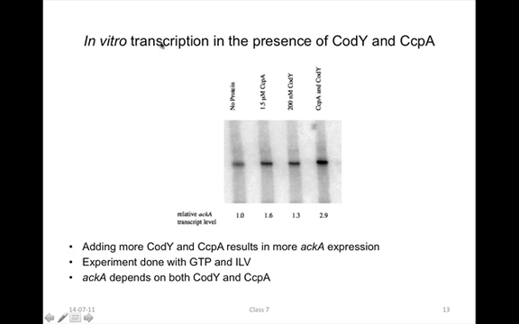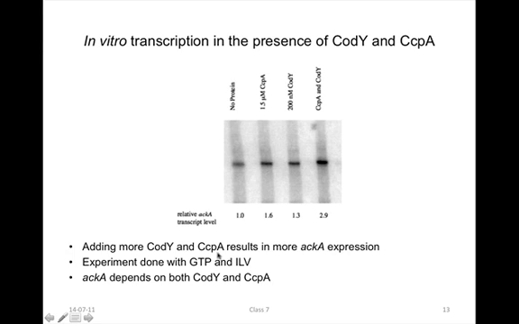Next, in vitro transcription in the presence of COD-Y and CCPA. So here's ACKA with no protein, and if you add some CCPA, 1.5 micromolar, you get 1.6 relative amount upregulated. Add COD-Y, it's upregulated, and if you add both, it's upregulated even more. So adding the two proteins, you get more expression of the promoter.